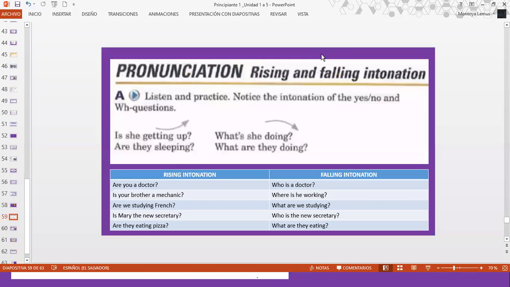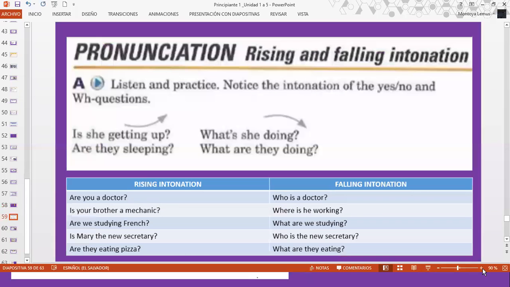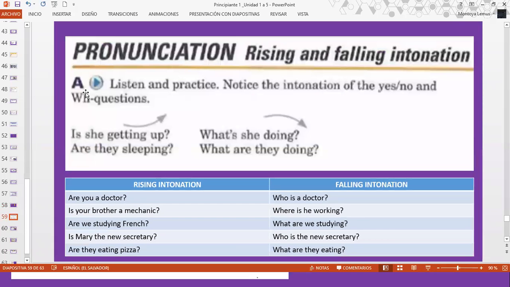Okay. I have the image here. And I want you to practice with me. So repeat after me, please. Repeat. Is she getting up?